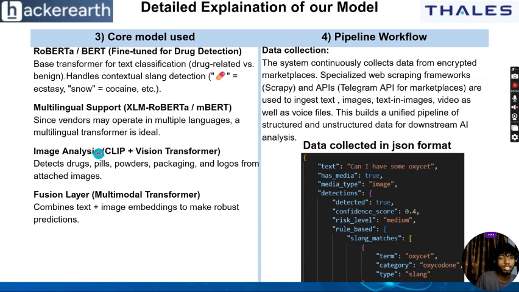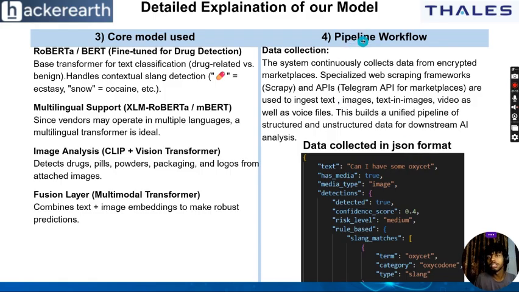Then comes the image analysis. For image analysis, we are using CLIP and Vision Transformer to detect drugs, pills, powders, packaging, and logos of the different drug companies. Then comes the fusion layer. We are fusing all of these inputs into one single output, and here you can see the output of our solution: data collected in JSON format.